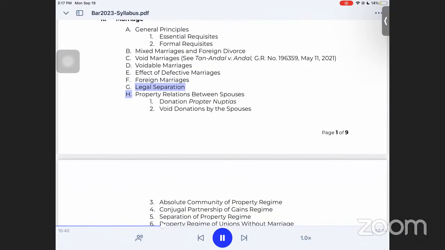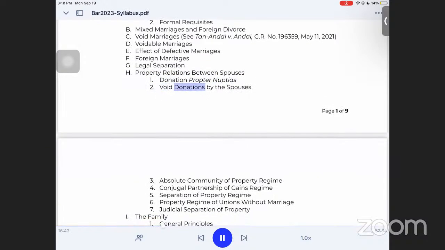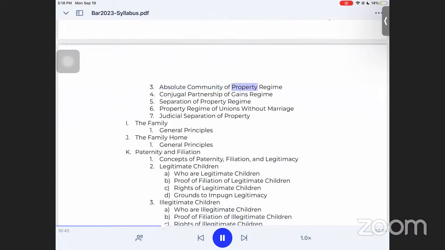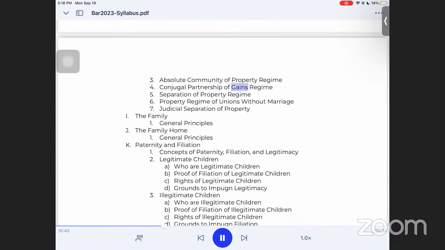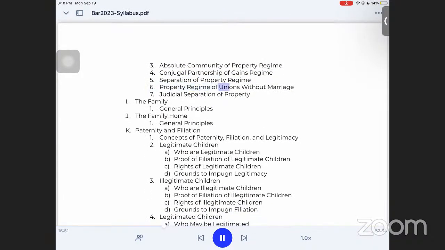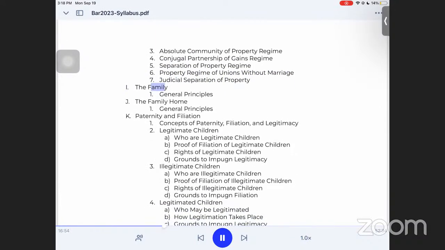G. Legal separation. H. Property relations between spouses. 1. Donation propter nuptias. 2. Void donations by the spouses. Page 1 of 9. 3. Absolute community of property regime. 4. Conjugal partnership of gains regime. 5. Separation of property regime. 6. Property regime of unions without marriage. 7. Judicial separation of property.